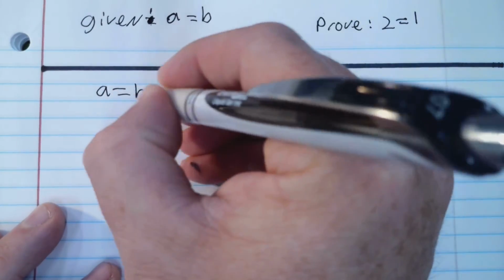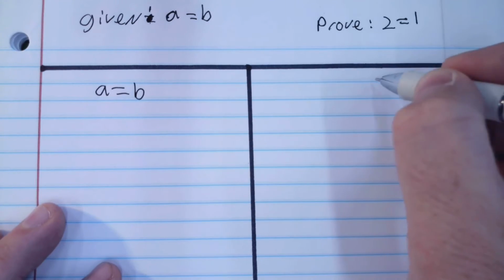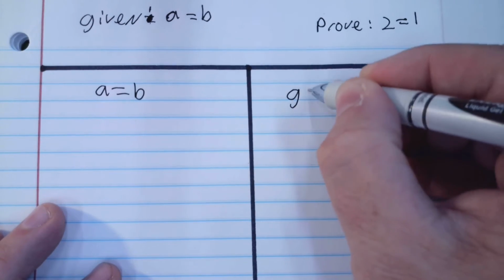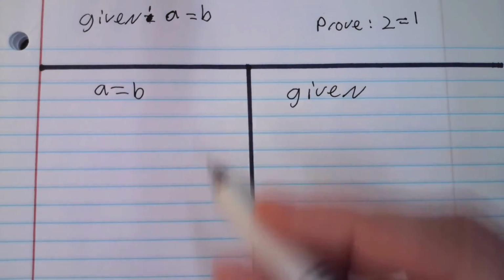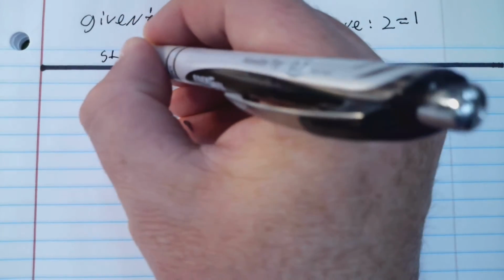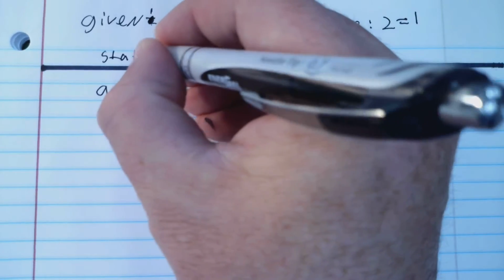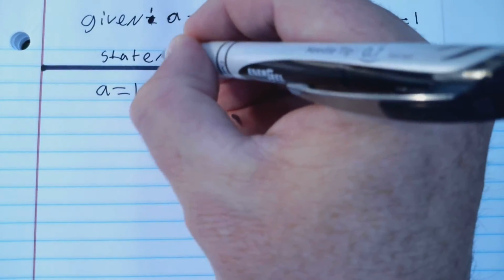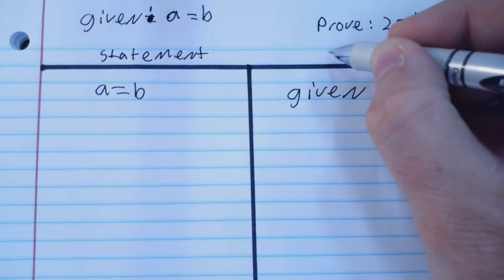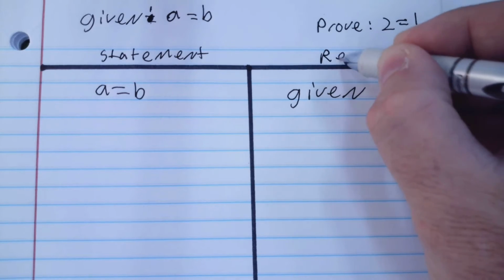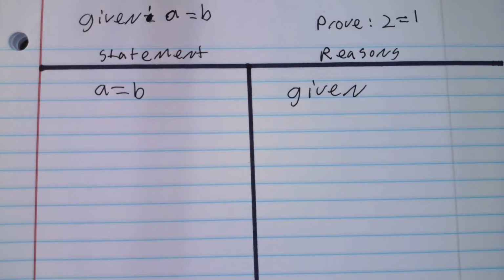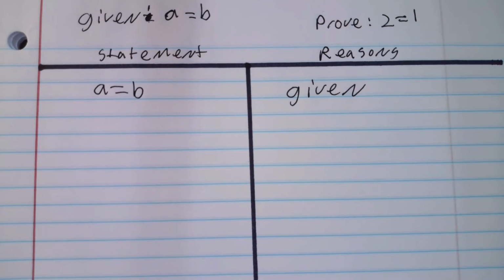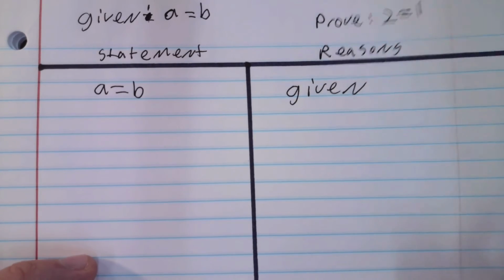And so the first thing I'm going to write down is what is given: A equals B. And then I'm going to write, for my reasoning, "given." And I guess you don't have to write what I'm about to write, but this is basically going to be your statement. Go ahead and write it in your notes, but when you do your proof, you won't write this. This side is the statement, and this side is the reason. And the reason has to be a law or a property or a definition or all kinds of stuff.